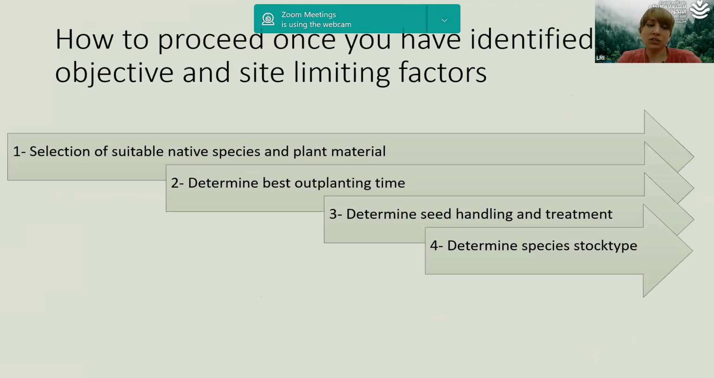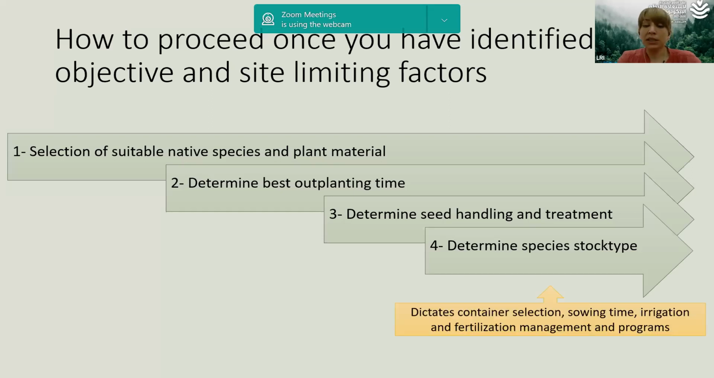First one is the selection of suitable native species and plant material. The second one is to determine the best outplanting time. The third one is to determine the seed handling and treatment. And the fourth one is to determine the species stock type, which we will be talking about in the next few slides.